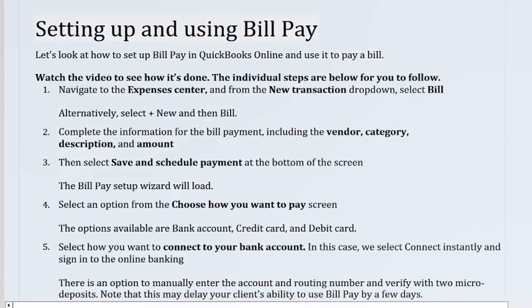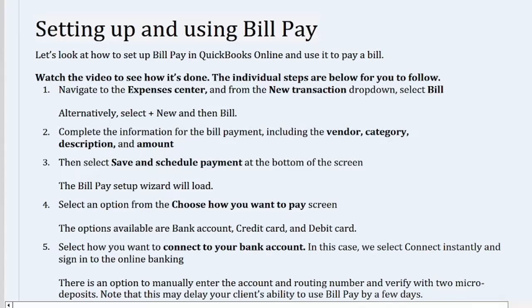Navigate to the Expenses Center, and from the New Transaction drop-down, select Bill. Alternatively, select Plus New, and then Bill. Complete the information for the bill payment, including the vendor, category, description, and amount. Then select Save and Schedule Payment.